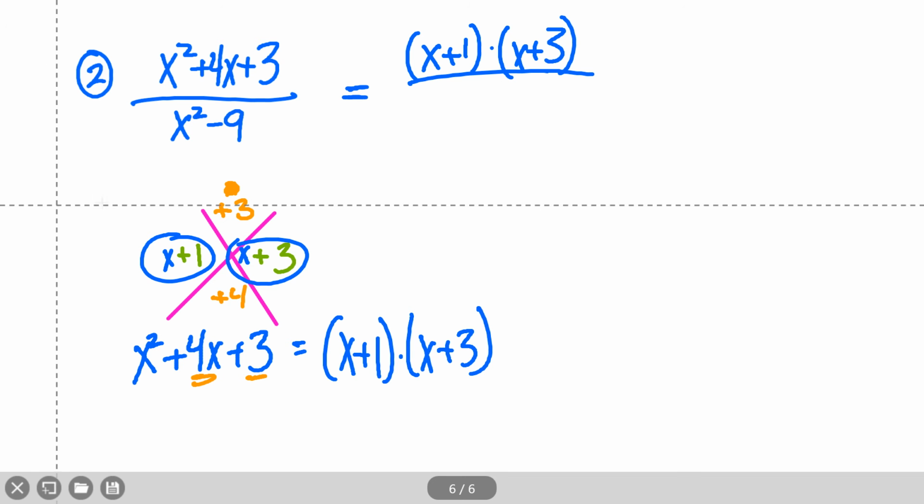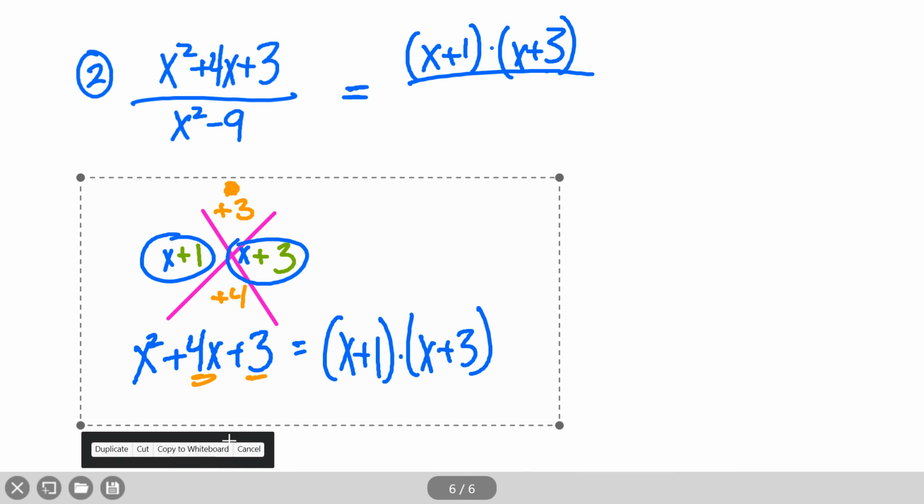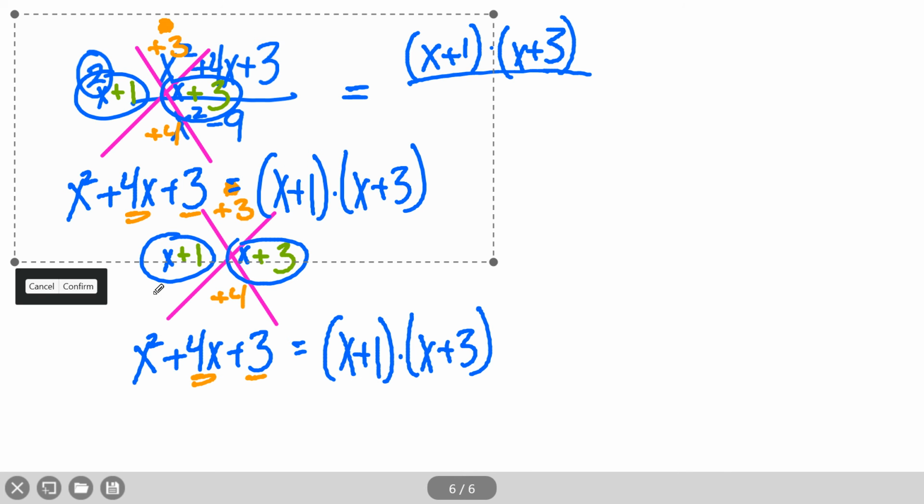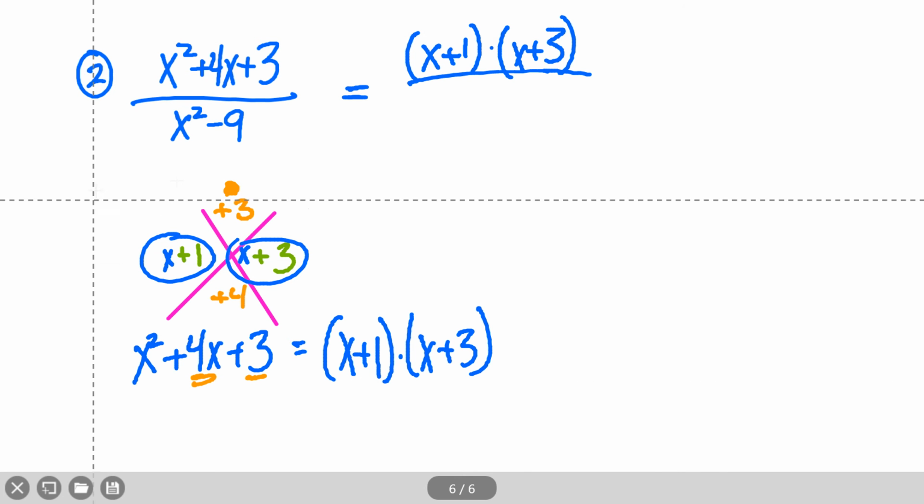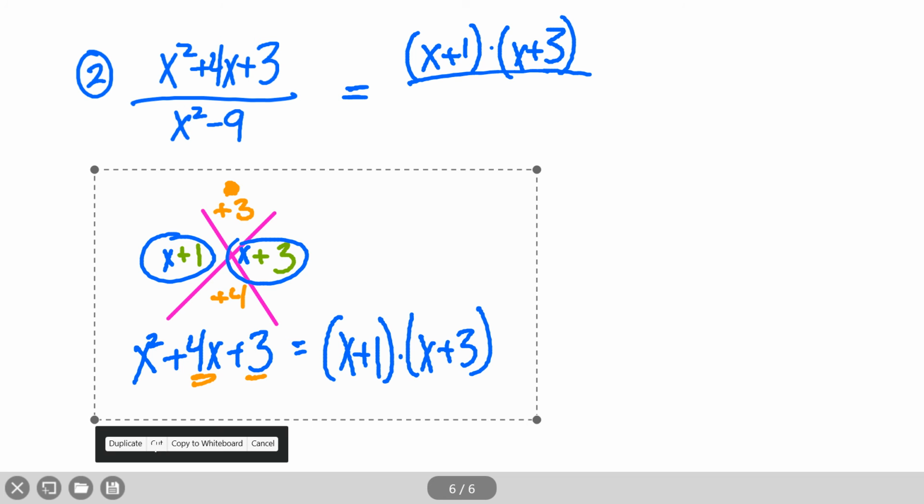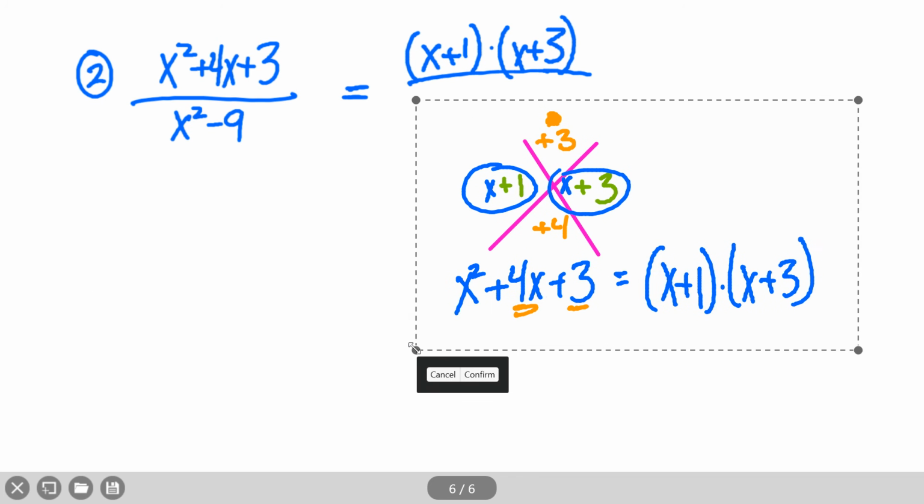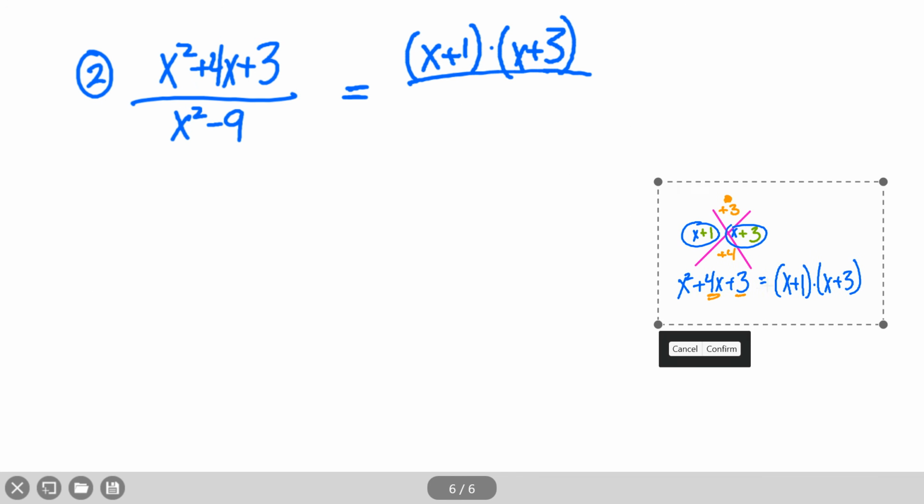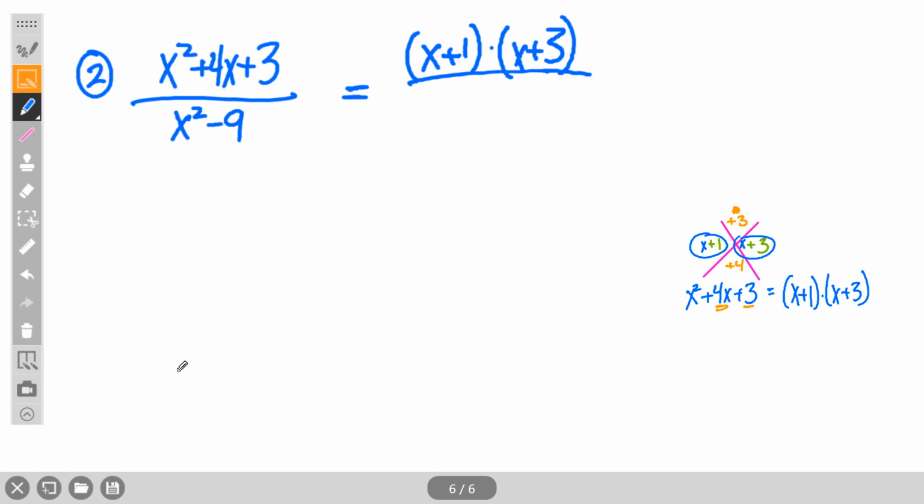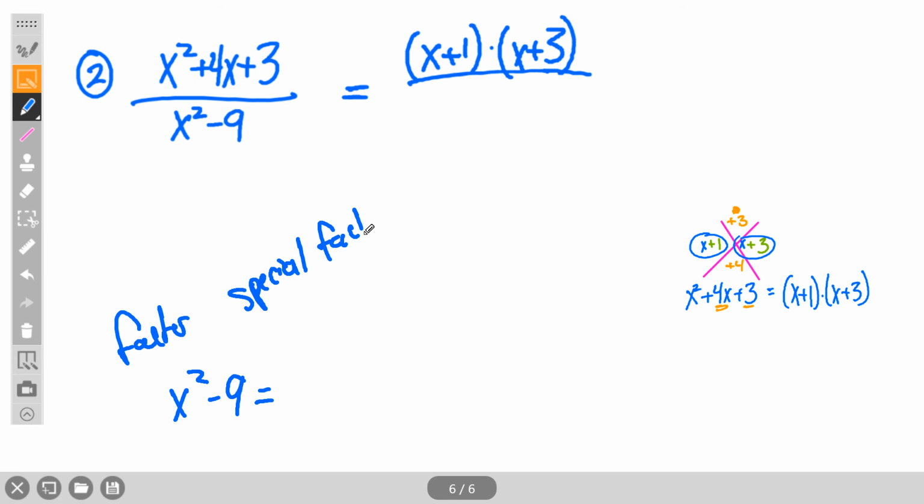Now what about x squared minus 9? How does that factor? Well, it doesn't factor in the same way. It's actually a type of special factoring. So let me move this so I can make some room. So x squared minus 9. This is a type of special factoring. This is called, and you should remember it, a difference of two squares.